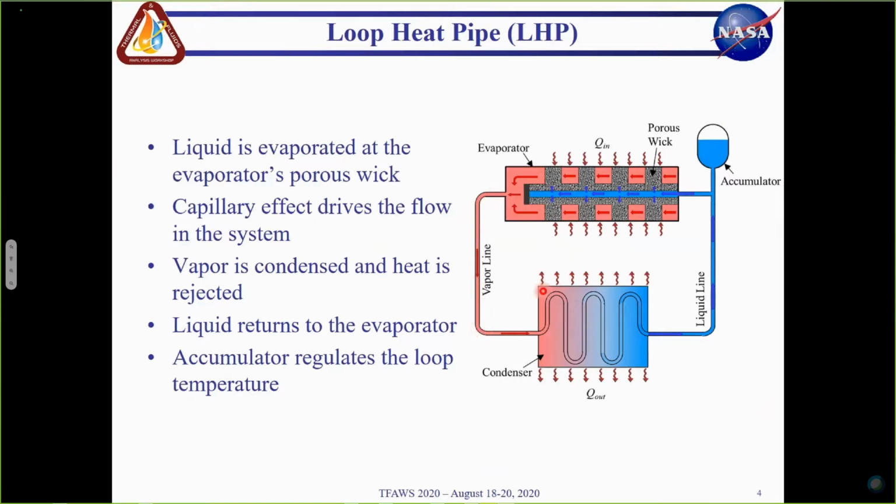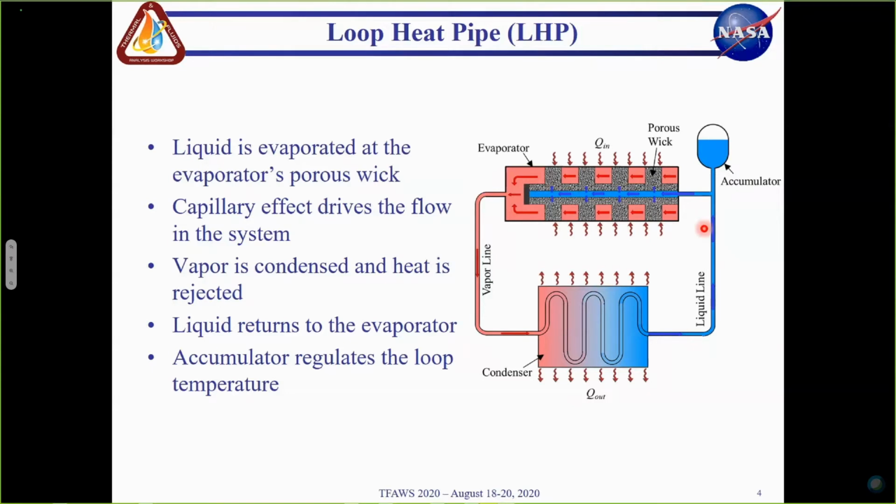Loop heat pipe employs this two-phase system where in the evaporator, liquid is evaporated and the produced vapor passes through this vapor line and reaches the condenser. In the condenser, the vapor condenses to liquid again and passes through this liquid line and then finally reaches the evaporator. The accumulator here is used to regulate the loop temperature.